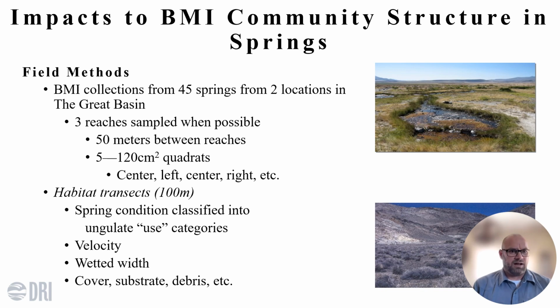At those locations, we also took a lot of habitat information concerning the overall spring condition. Then we took velocity, wetted width, wetted depth, and then vegetation cover, substrate type, debris, and other information.